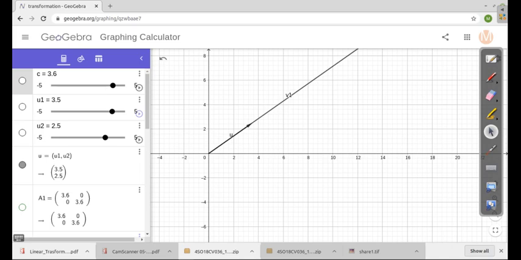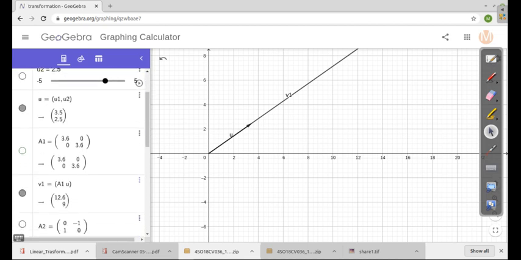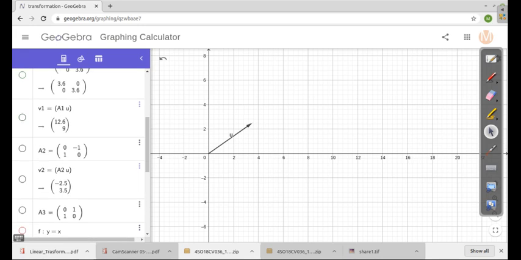So u is this vector, and I will hide v1 for the time being. So this is the vector u. Now I have taken A2 here. If you can see here, A2 is [0, -1; 1, 0]. That is the rotation matrix, and v2 is A2 times u. If you see that, it is rotated by 90 degrees.